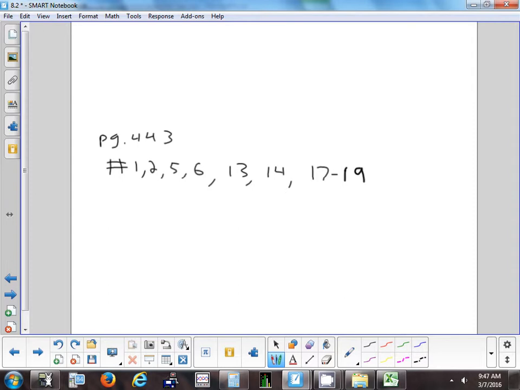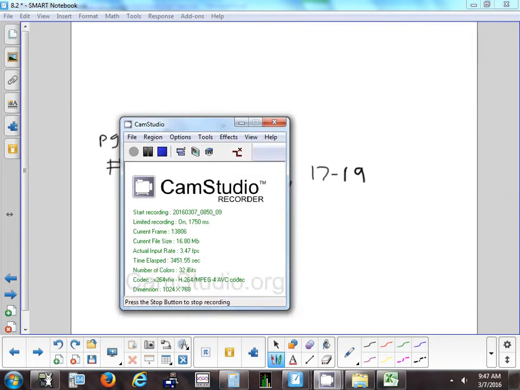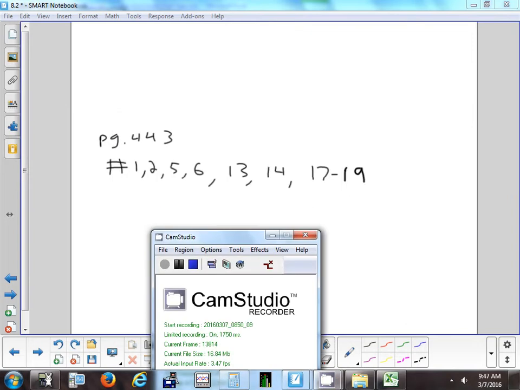All right. So for tonight, I'd like you on page 443 to look at just these few problems: 1, 2, 5, 6, 13, 14, and 17 through 19. Okay, tomorrow we will start section 8.3. Totally different. We're going to be done solving triangles. Okay, this was our last day solving triangles.